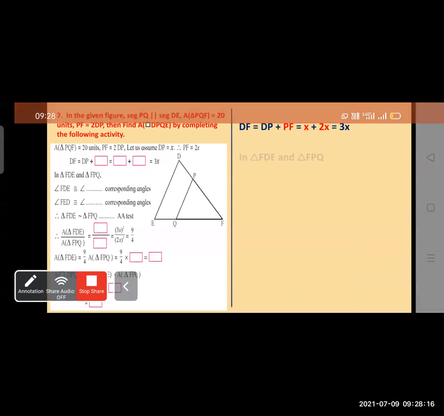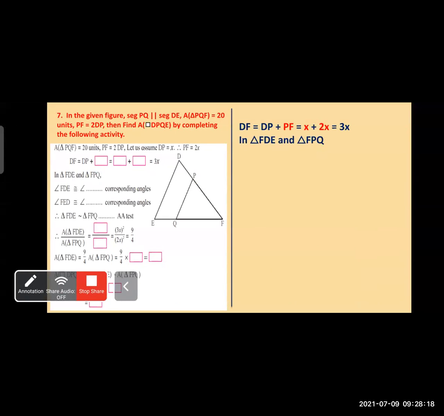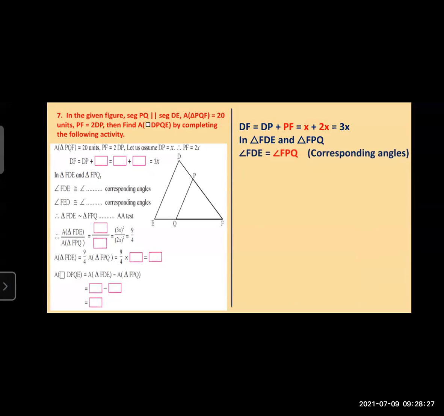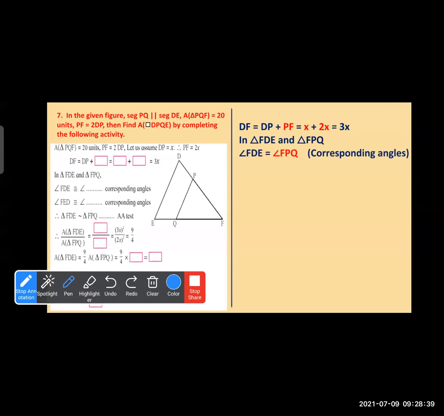Okay, now next. Now we consider two triangles: triangle FDE, the larger one, and FPQ. Now one by one, angle FDE is equal to angle FPQ, corresponding angles. What do corresponding angles mean?